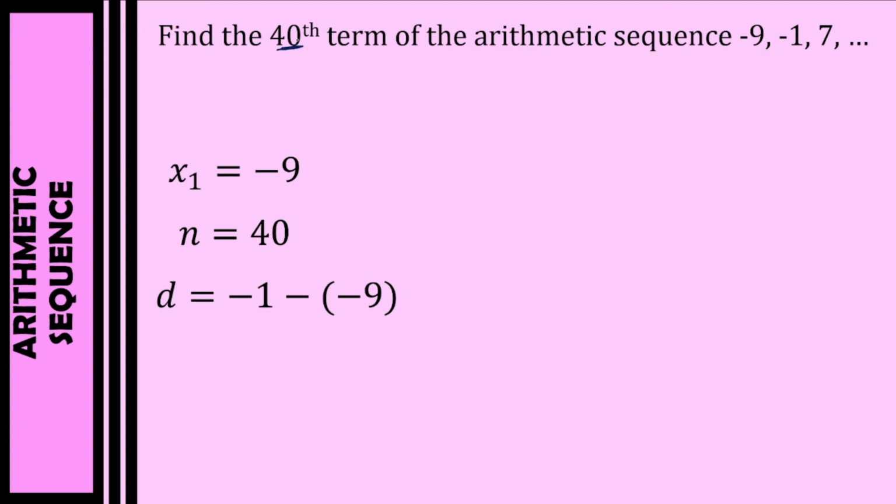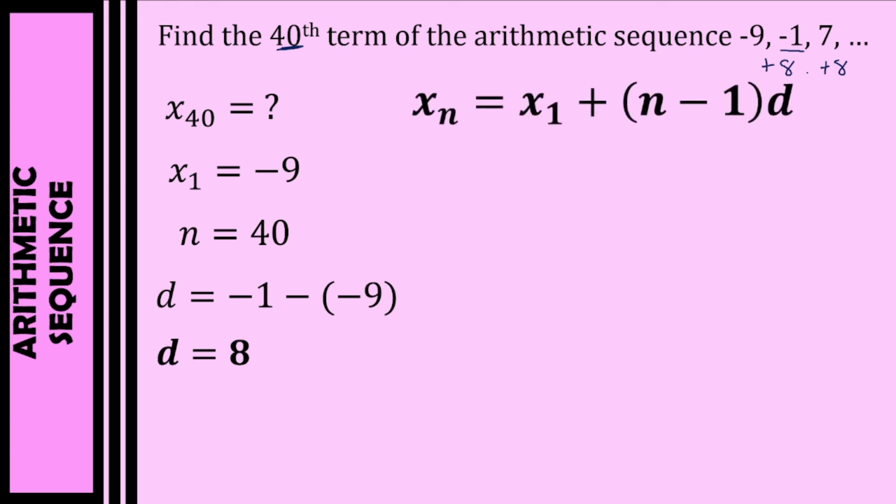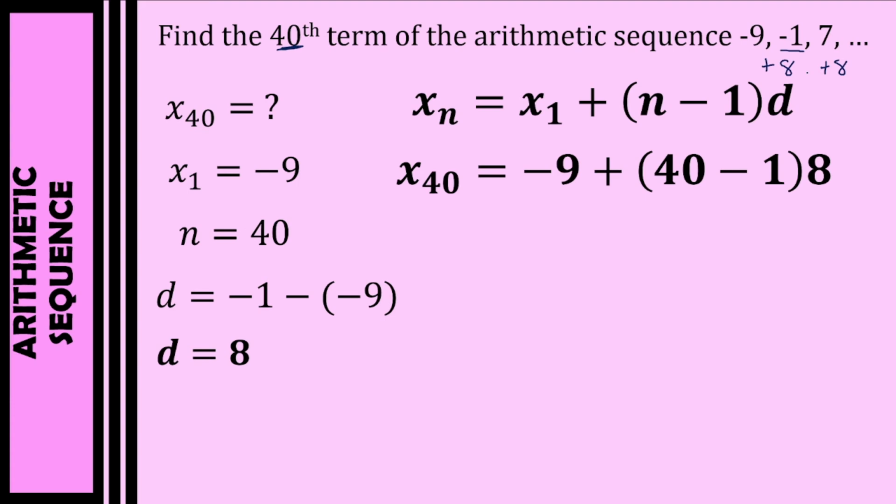To get the common difference, like I said before, we take our second term minus our first term. So the common difference will be negative 1 minus negative 9, and that will give us 8. Now that we have our given, we can use our arithmetic sequence formula: x sub n is equal to x sub 1 plus the quantity n minus 1 times d. Let's substitute our given. We will have x sub 40 is equal to negative 9 plus the quantity 40 minus 1 times 8.